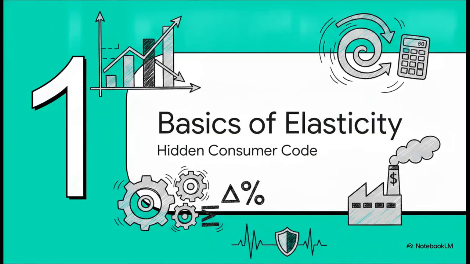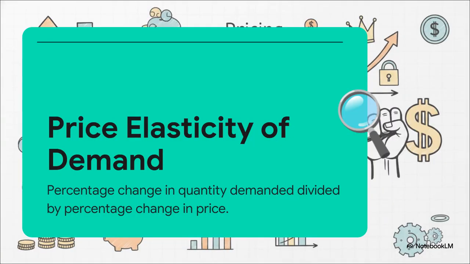All right, let's jump right into Section 1, the basics of elasticity, the hidden code of consumerism. So price elasticity of demand, or PED for short, is basically just a measure of how touchy we are when prices change. Mathematically, it's the percentage change in quantity demanded divided by the percentage change in price. But what does that really mean? It's just measuring your willingness as a buyer to completely walk away when a price tag goes up.